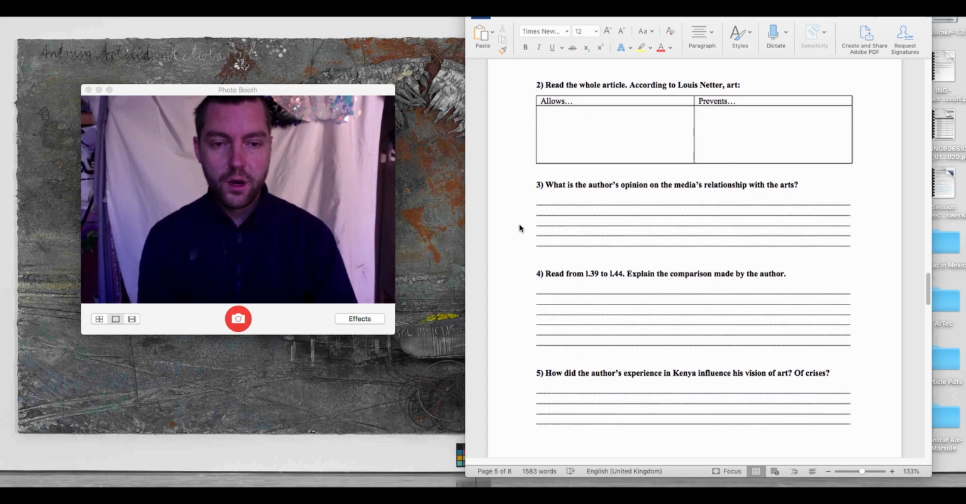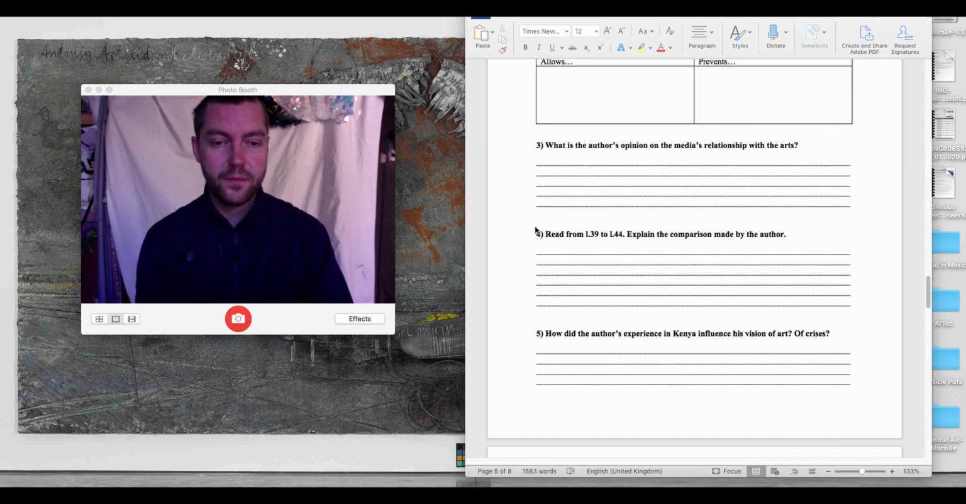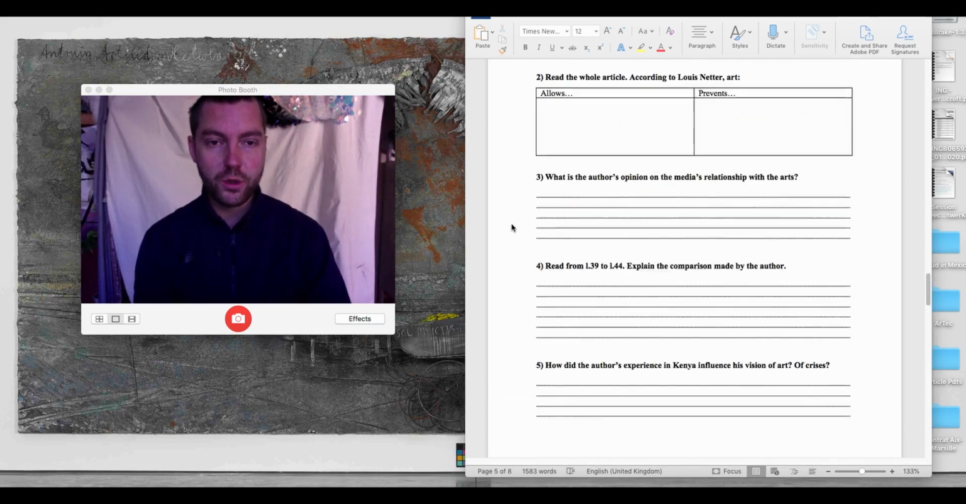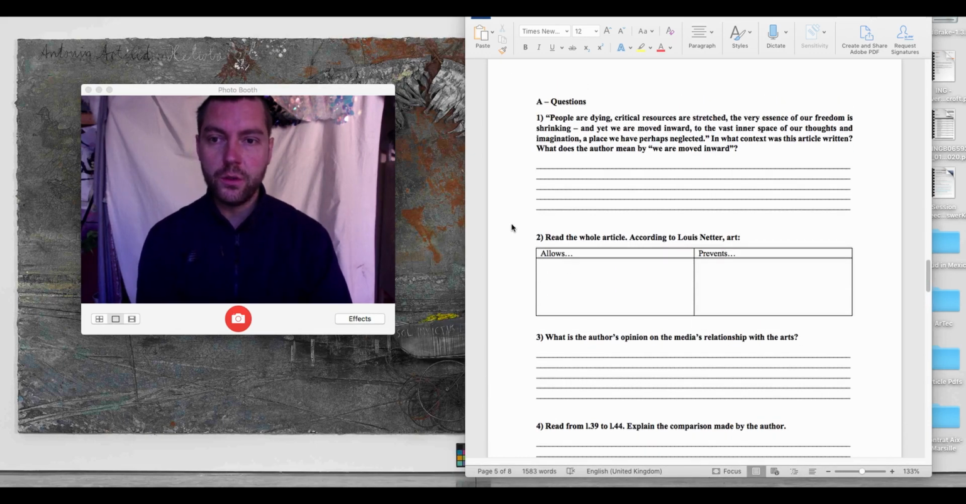Number 4. Read from 1.39 to 1.44. Explain the comparison. So there's a comparison that's made, and I'd like you to explain that comparison made by the author. Number 5. How did the author's experience in Kenya, so he was in Nairobi and other places, influence his vision of art of crises? Okay, so those are the questions in relation to the article that I read out.